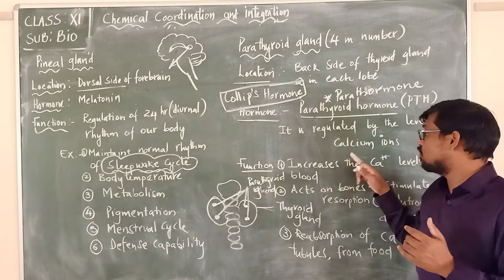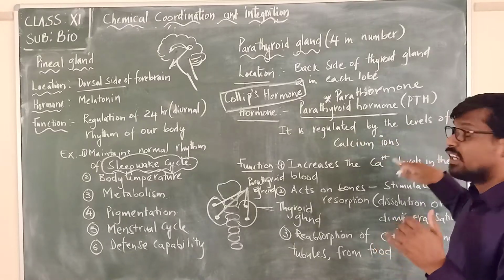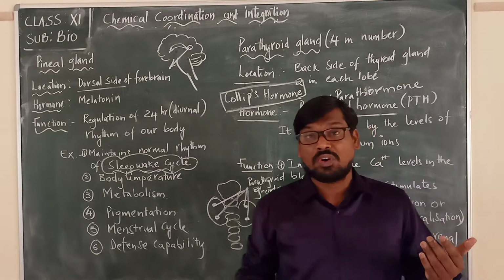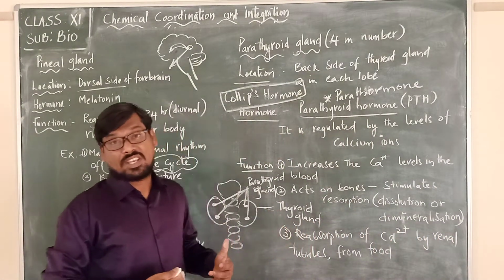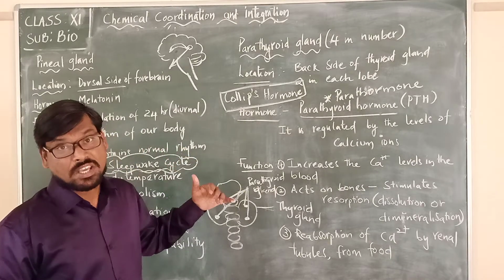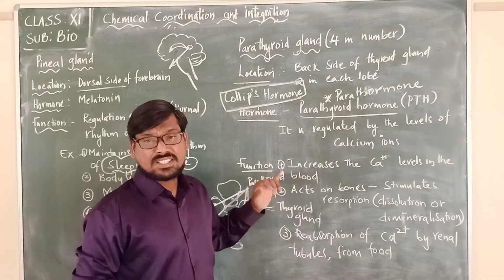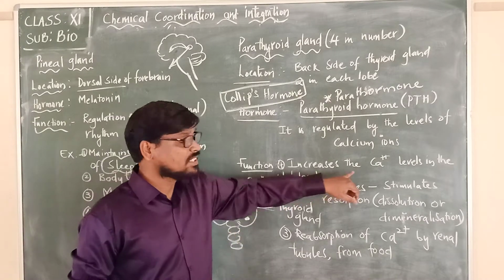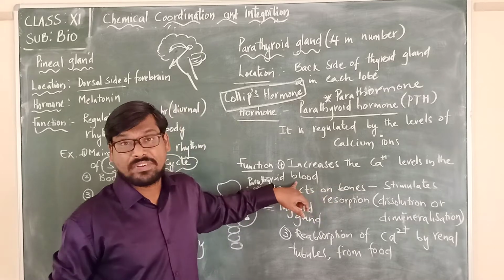only when the levels of what? Calcium. It is regulated by the levels of calcium ions. Means what? When the calcium ions are decreasing, it is in such cases that it is produced. So here, what is the function? It increases the calcium levels in the blood. Okay, it increases the calcium levels in the blood.